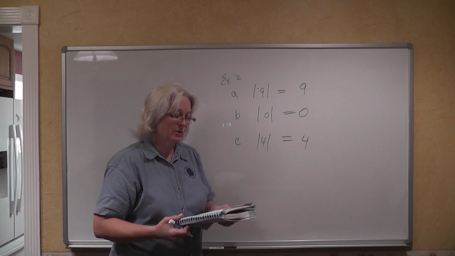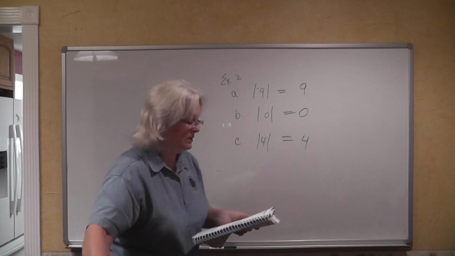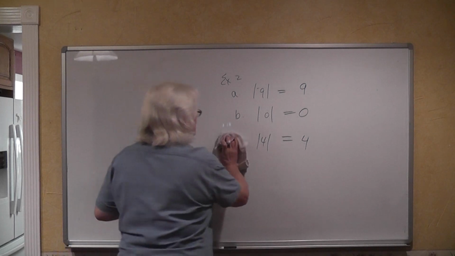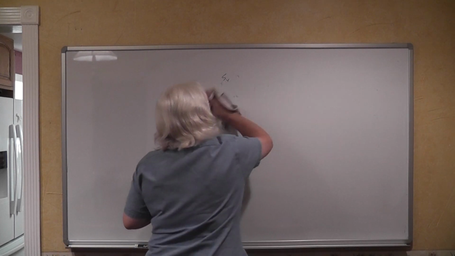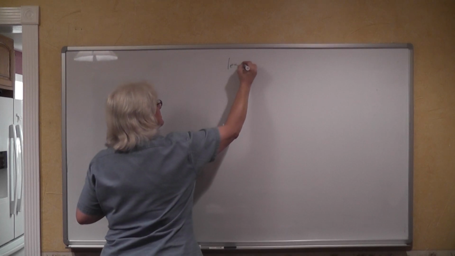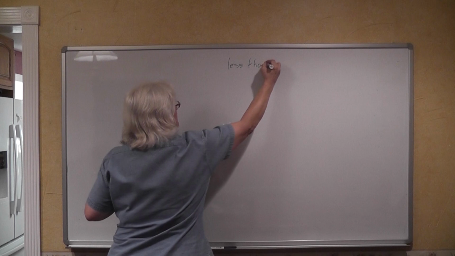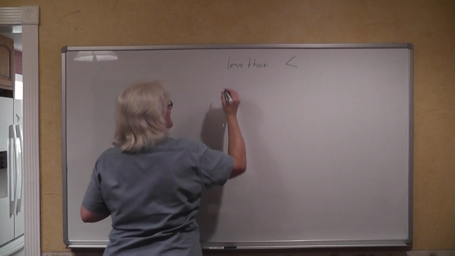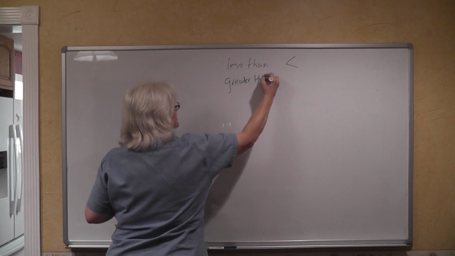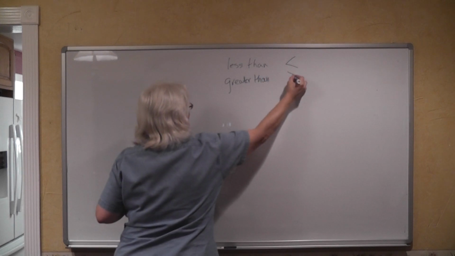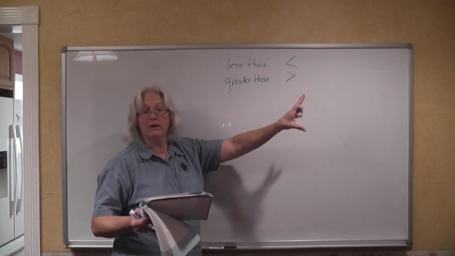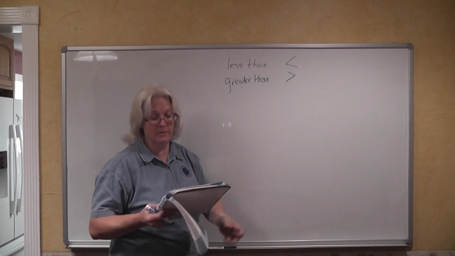It says you can compare positive and negative integers using the inequality symbols less than and greater than. This is less than. This is the symbol for greater than. If you're still being confused with those, I need you to get unconfused because we use less than and greater than all of the time.